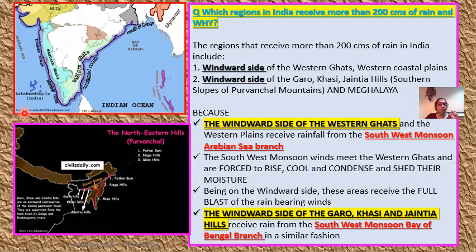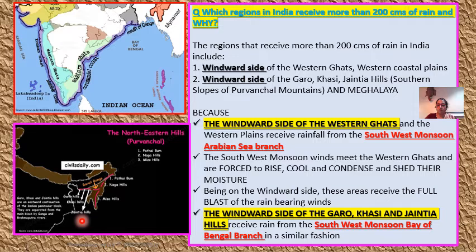Why the windward side? The windward side of the Western Ghats and the Western Plains receive rainfall from the southwest monsoon Arabian Sea branch. The southwest monsoon winds meet the Western Ghats, are forced to rise, cool, condense and shed their moisture. Being on the windward side, this side, it experiences the blast of the rain-bearing winds. You have heavy rainfall in Bombay also. The windward side of the Garo, here, this is the windward side, the south side of the Garo, Khasi and Jaintia hills receive rain from the southwest monsoon's Bay of Bengal branch. You must remember this.